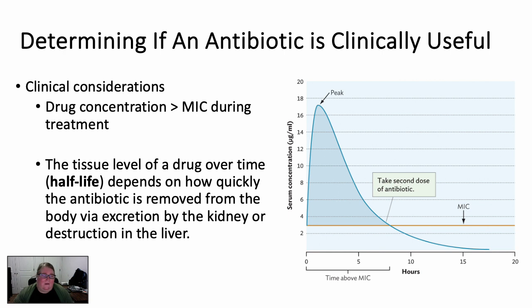So we have our MIC tests, we have our zones of inhibition. What does this really mean in terms of how effective an antibiotic is in the hospital? Is it clinically useful? One of the things we have to do when we are administering antibiotics is keep the drug concentration in the patient's body above this minimum inhibitory concentration, or it's not going to affect the microbe.